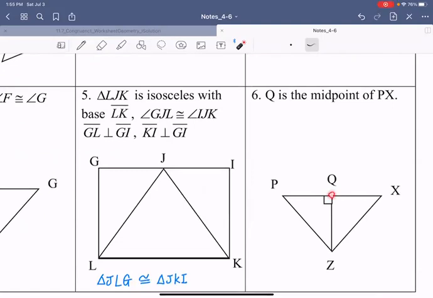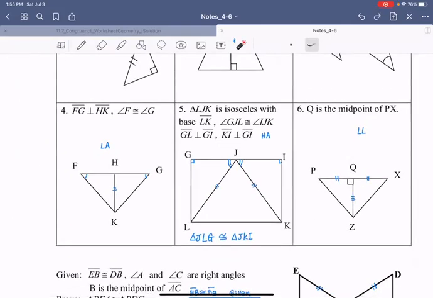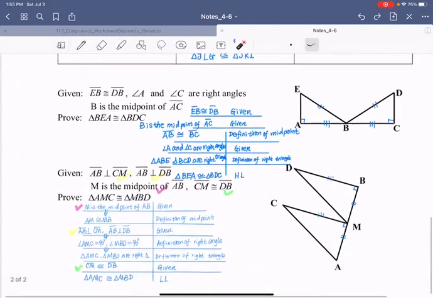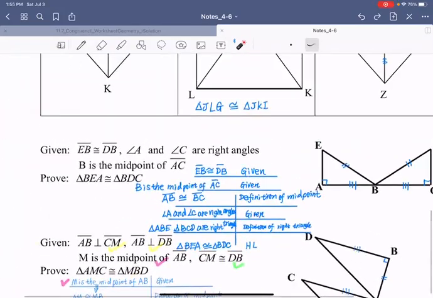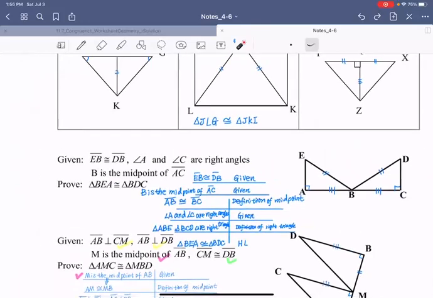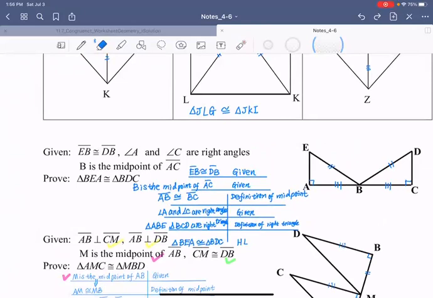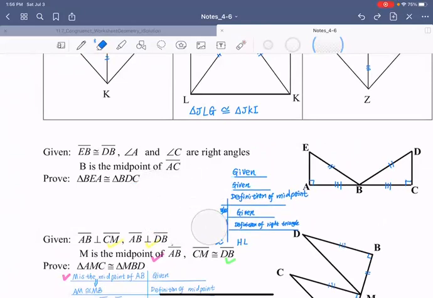This is one leg. Wait, LL. LL. Okay, that's all. Definition of midpoint makes these two congruent. Okay, very good. Now we are coming back to the proof questions. Let's see here. It's too squishy here, okay? I'm going to move this guy to the next page.